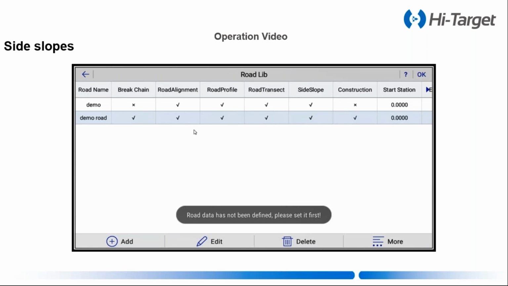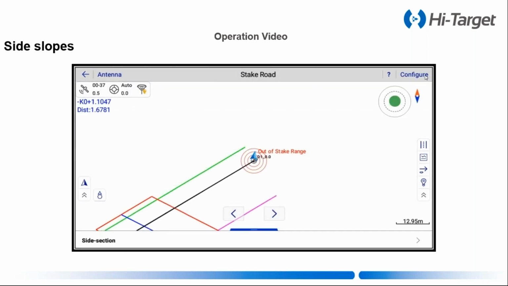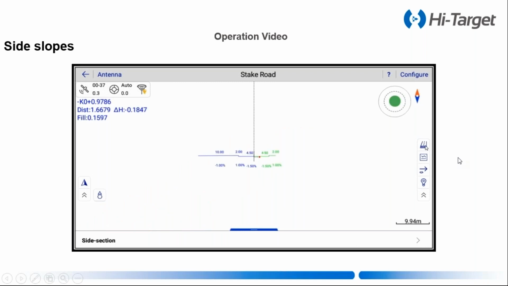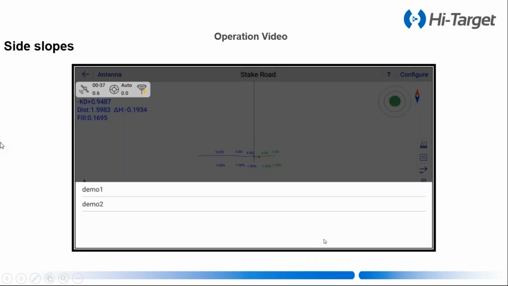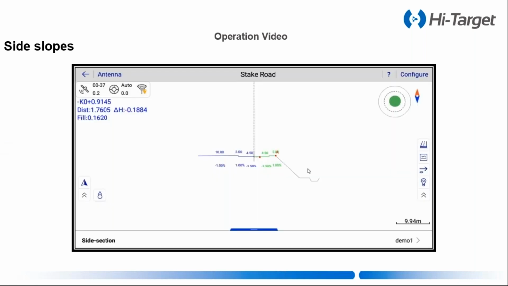And choose the road line here. This is the top view. We can click this icon to switch to a cross-section view. Here, we can see the view. And in the bottom, we can choose the side slopes we just added. Here we can choose the direction. In this video, it's on the right side, so we choose the right direction.